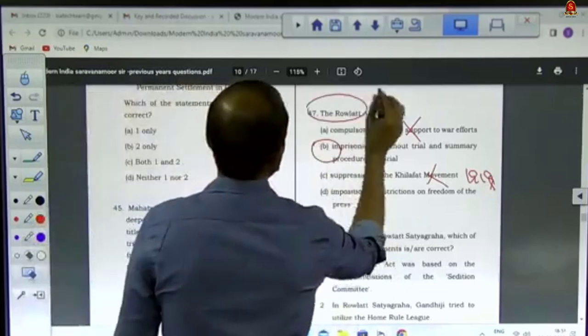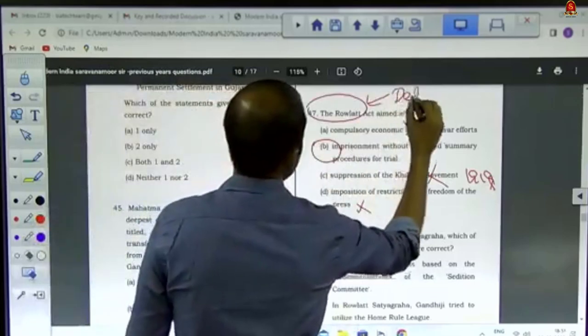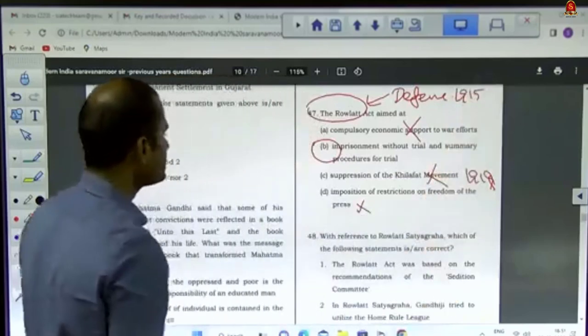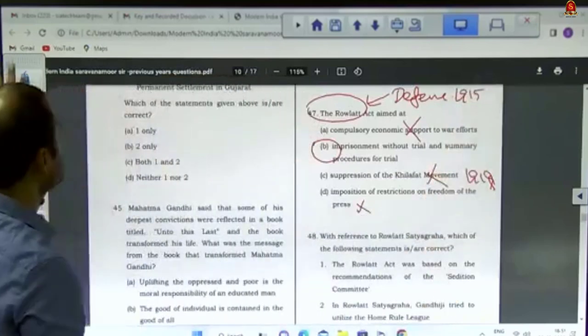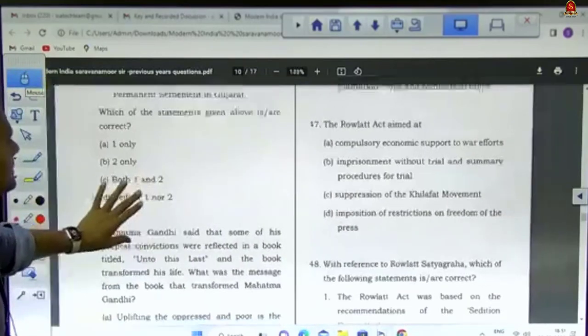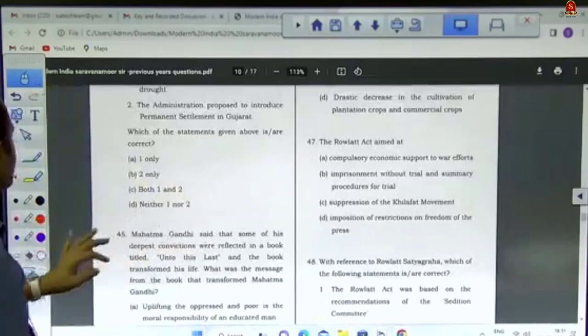Actually, this Rowlatt Act is the extension of the Defence of India Act 1915. Thus, the answer is B, Bombay.